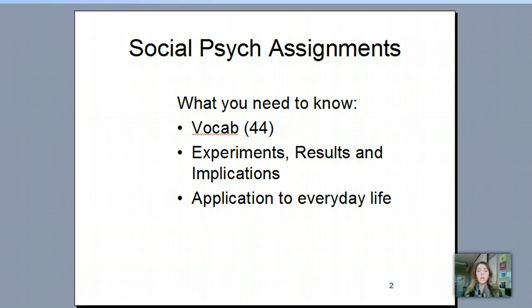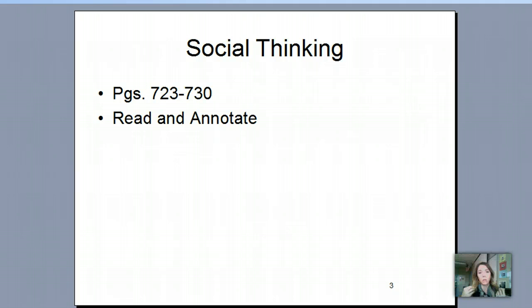So we're going to start out, social psych is 3 parts. It's thinking, so how we think about other people, the influences that we get from our environment, and our attractions or our relations with other people. So we're going to start out with social thinking. Again, I'm not going to read through all these slides. I really want you guys to actually do, I'm going to tell you to do things. Go do them.